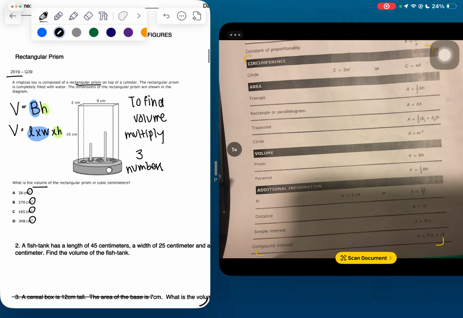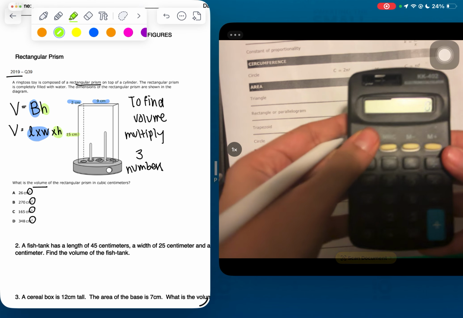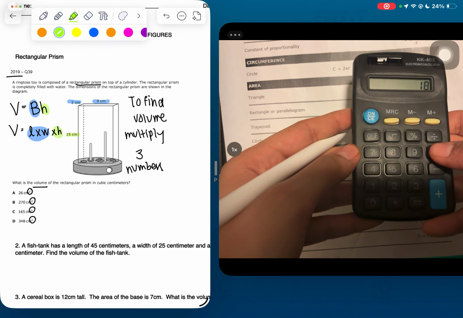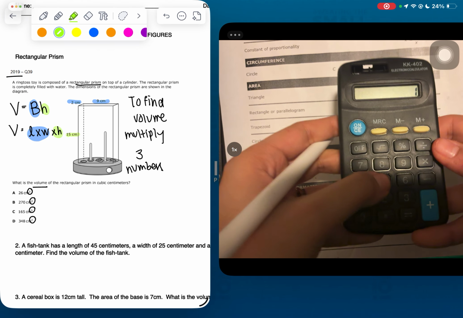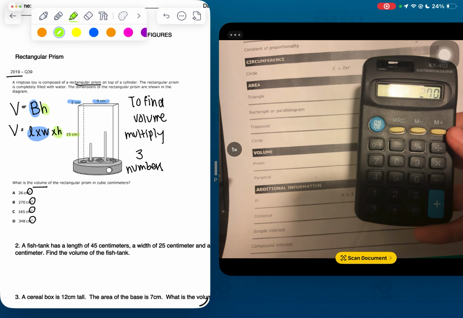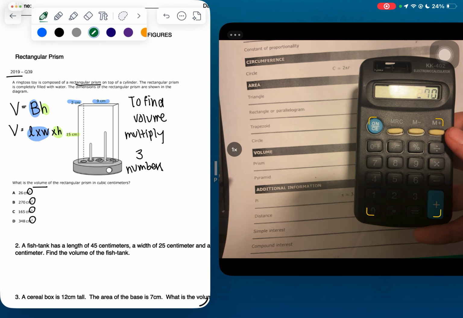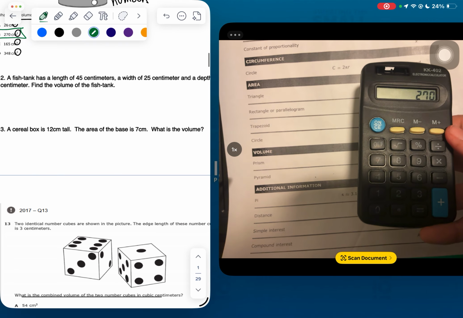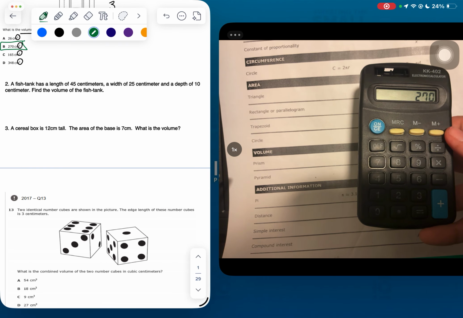And then a rectangular prism is going to be really easy because I have my three numbers right here. The length and the width times the height. So then on your calculator, you're just going to do 9 times 2 times 15. Enter. And that's 270. So that is answer letter B. Okay?